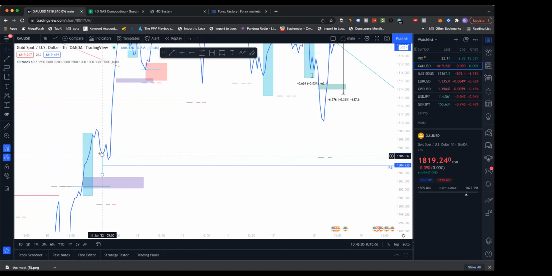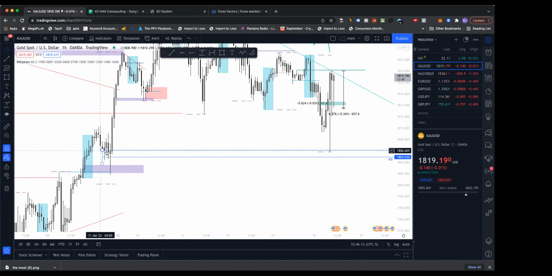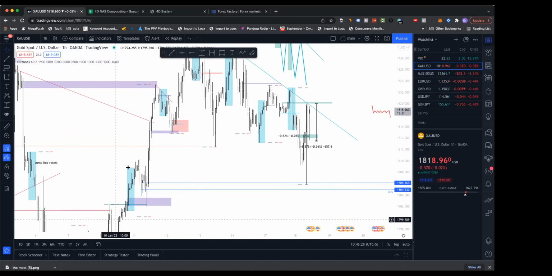Right here, this was a valid QM level, but I wouldn't take this entry, even though it played out from here. You have your QM, price comes into it and just rallies. I don't play it like that because I'm looking for something towards this level down here. This is in the middle of the range, so for me, it's higher risk, even though it played out.